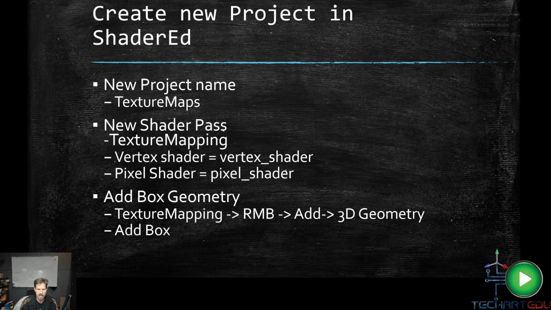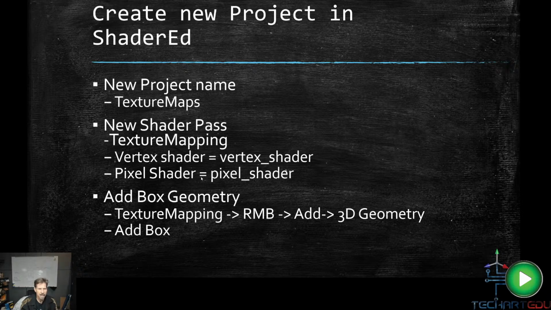Leave the vertex shader path and the pixel shader path the same, but we're going to change the name of our vertex shader entry and pixel shader entry. The vertex shader entry is going to be vertex_shader, and pixel is going to be pixel_shader. All right, nothing too complicated there. We're going to leave the rest of the parameters as default.